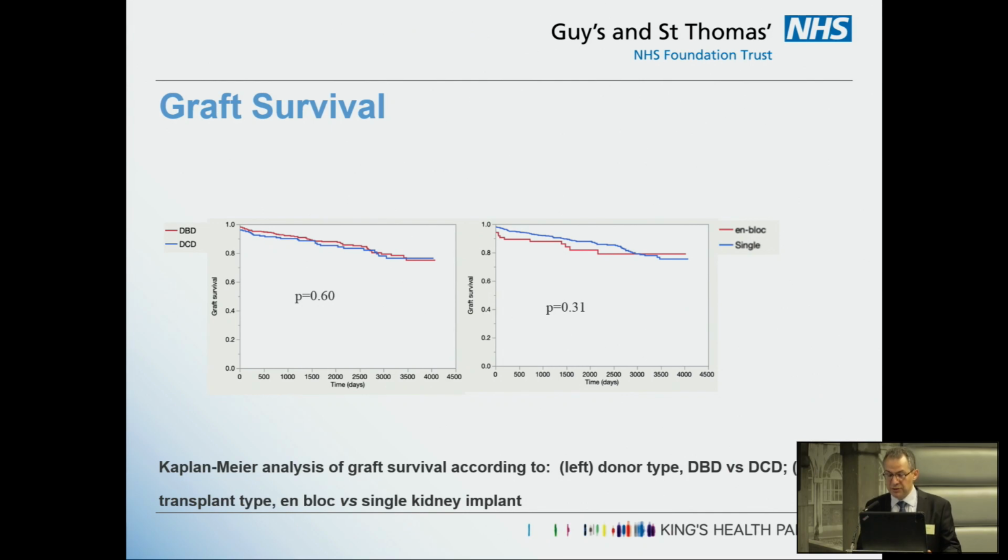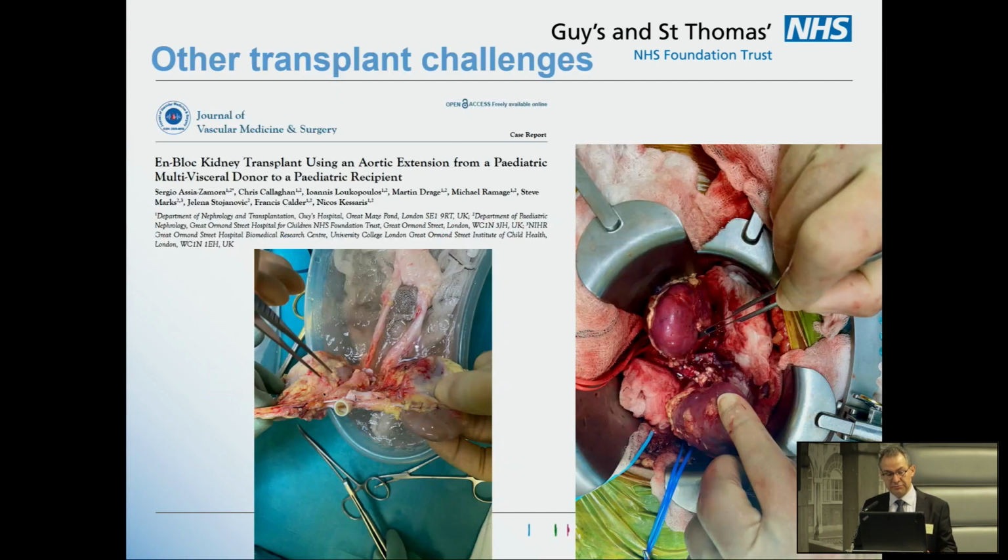And interestingly, on the en bloc, you can see that the very beginning of the Kaplan-Meier curve is a bit reduced, because there's always a bit more loss of en bloc kidneys compared to standard kidneys. And I'll talk a bit about that later on as well.